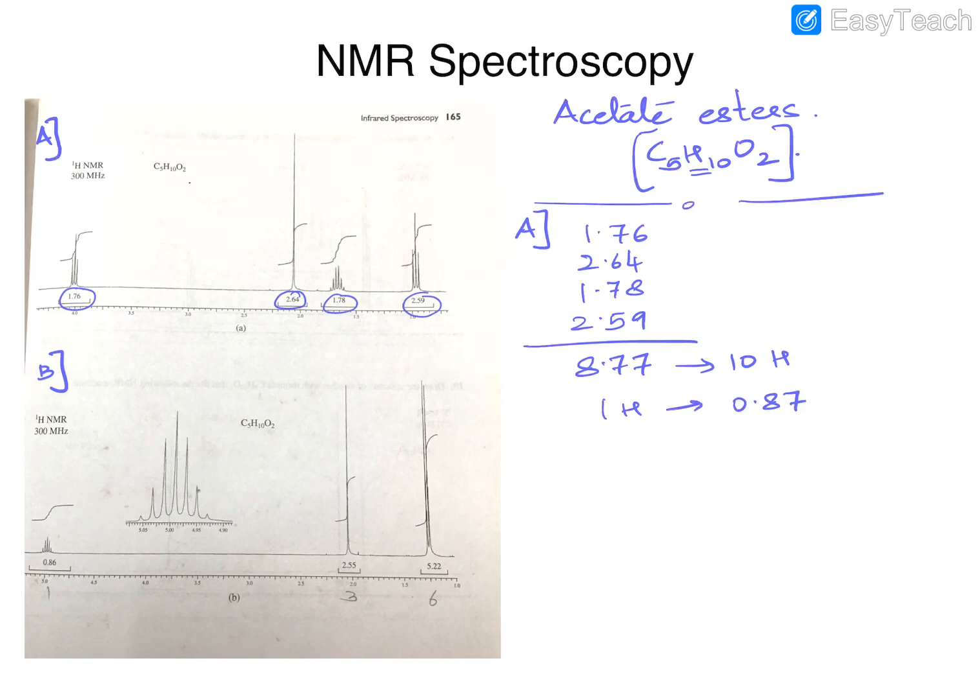So when you compare, 0.87 represents one proton, so 1.76 should represent how many, 2.64 should represent how many, 1.78 should represent how many. You get roughly 2H here, 3H here, 2H here, and 3H here. So that accounts for 3, 3, 2, 2, 10 protons overall in the molecule. So that helps us in predicting now that at about 0.9 ppm, let's take this as the delta value.